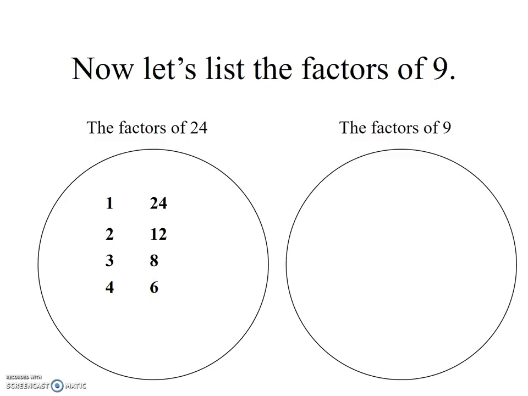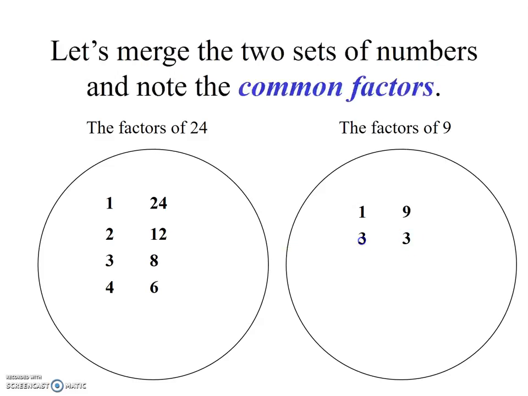Now let's look at the factors of 9. We have 1 and 9 and 3 and 3. And again, since 3 is on both sides of my factor list here, I know I've got all my factors and I can stop.